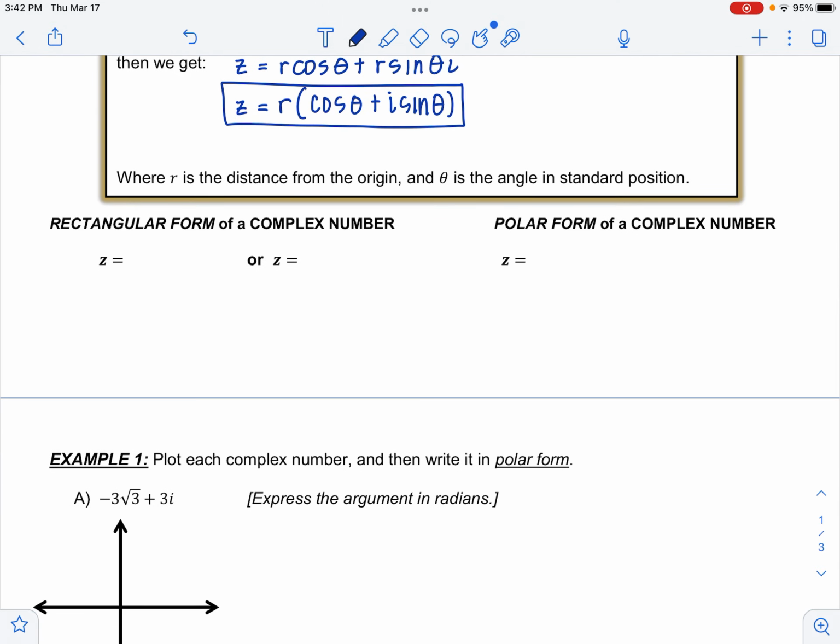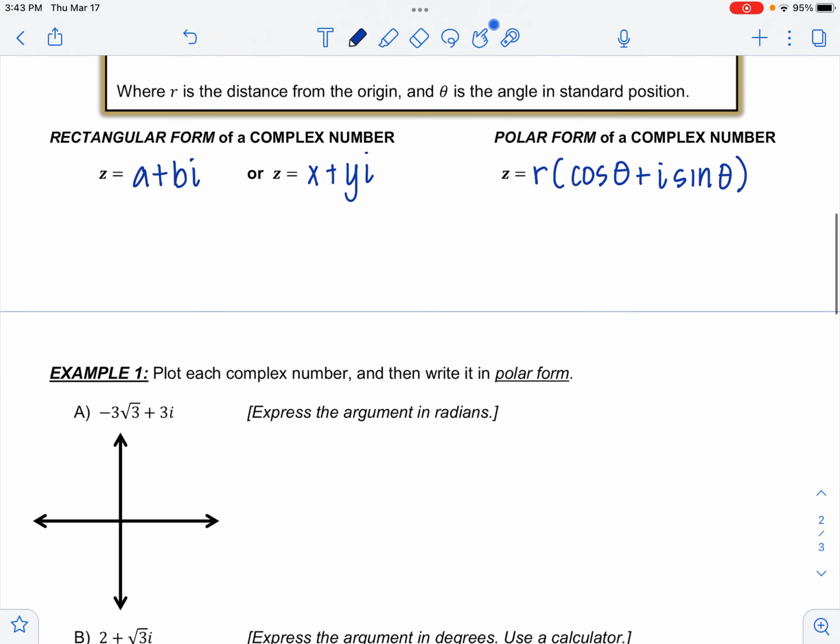All right, so we're going to write that. We're going to summarize what we just said to make sure we have it somewhere. So rectangular form of a complex number, or an imaginary number, is z equals a plus bi or x plus yi. Polar form would be r times the quantity of cosine of theta plus i sine of theta. So those are the two forms that you need to know, and we're going to learn how to convert from one form to the other.